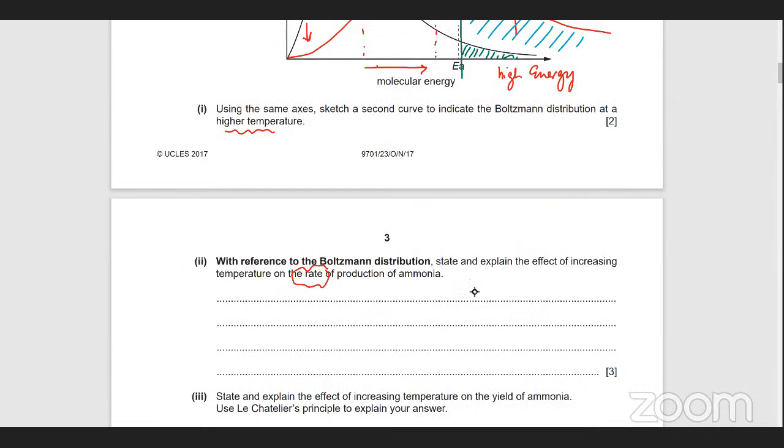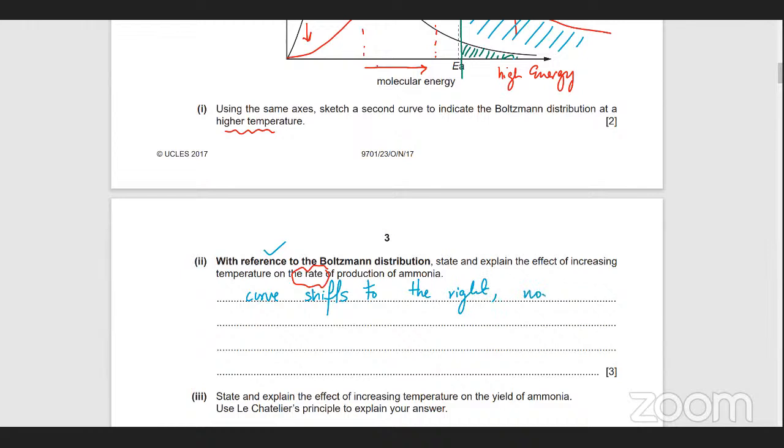So for 3 marks, this is what you're going to write, that you have to use with reference to the Boltzmann distribution. So the curve rises, yeah, it shifts to the right. Actually, it shifts, 1 second. To the right.